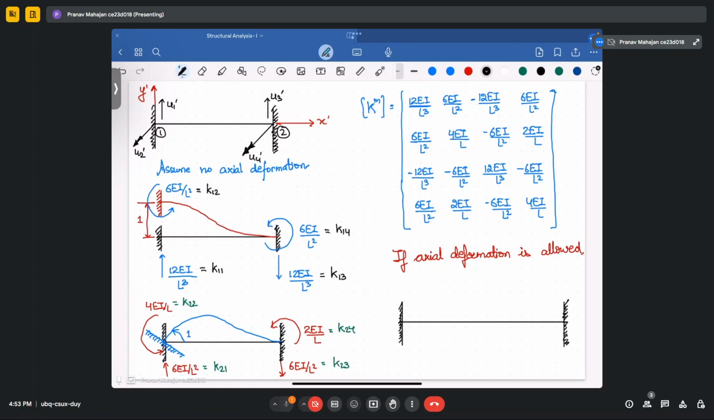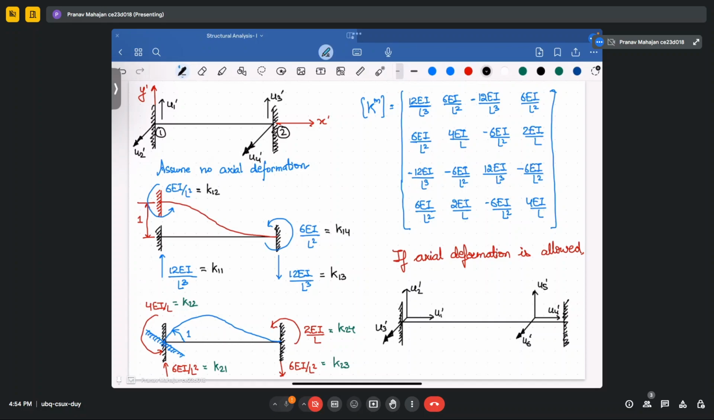In this case, U1 will also come into picture. So this is your U1. This will be your U2. So let me write it as U1, U2 dash. This will be your U3 dash, and here it would be, so this would be your U4 dash, U5 dash, and this will be your U6 dash.